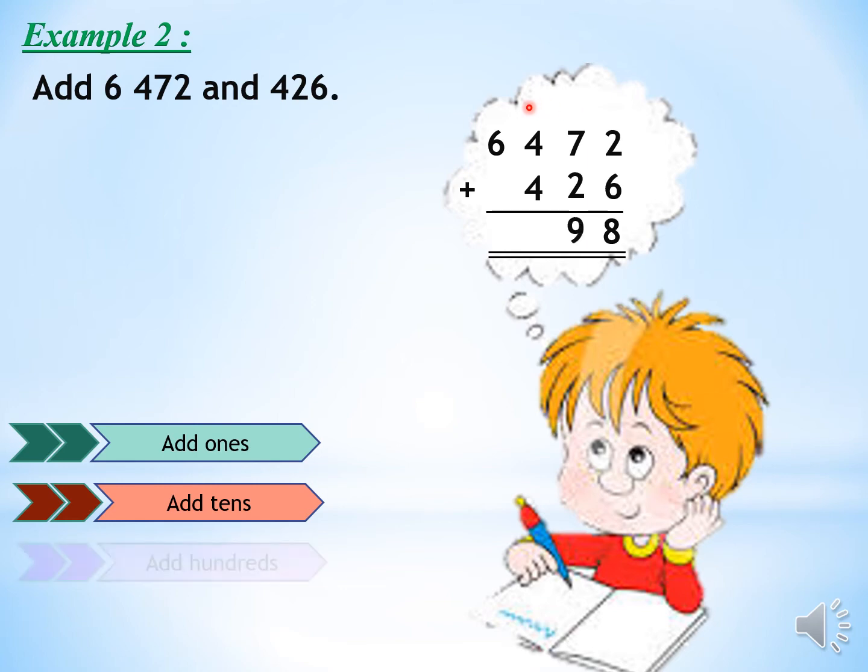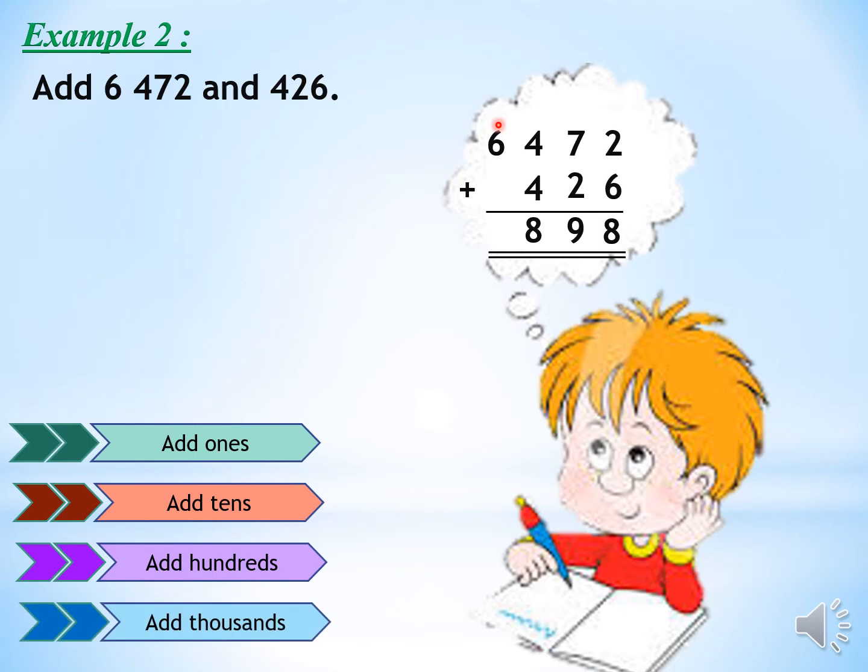Then adding hundreds, 4 hundreds and 4 hundreds. Yes, 8 hundreds. Now finally, we'll have to adjust thousands. In this number, only 6 thousands are here in the first number. So 6 here. Then the sum of 6,472 and 426 is 6,898.